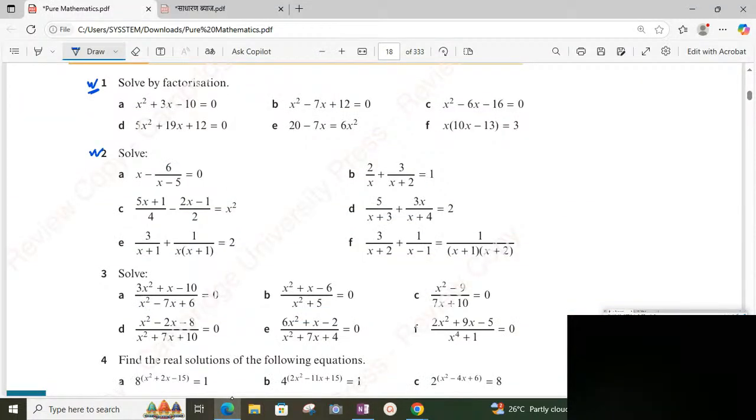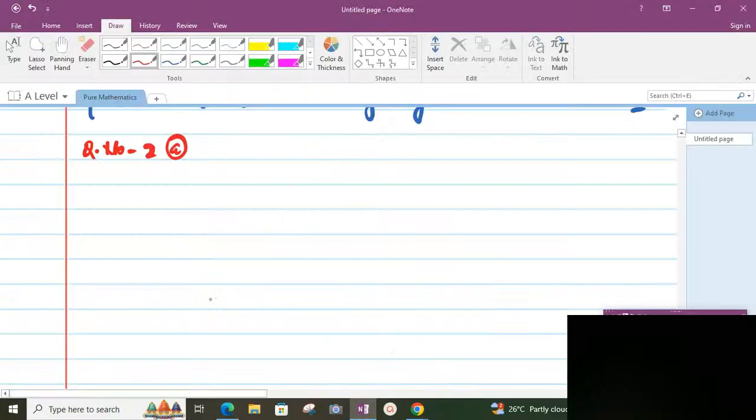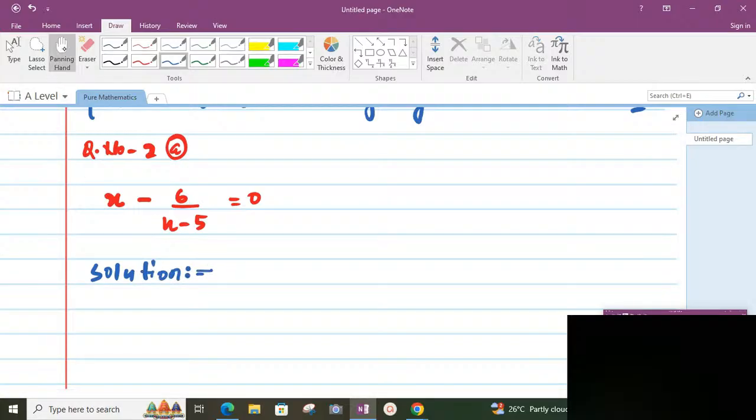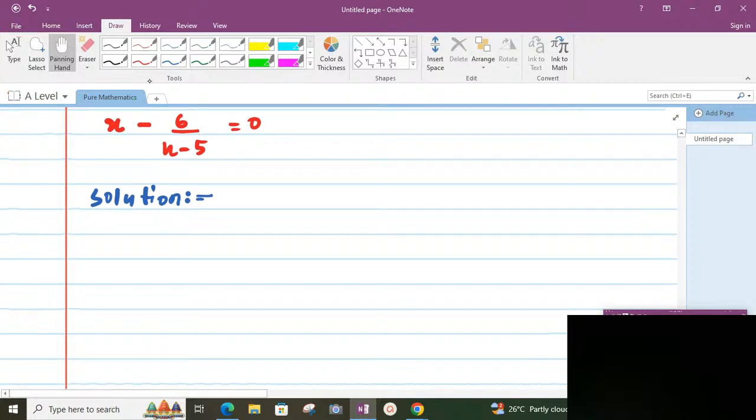x minus 6 by x minus 5 equal to 0. Let's see the solution of this question. We take x minus 5 as the LCM. Then we get here x minus 5 minus 6 equal to 0.